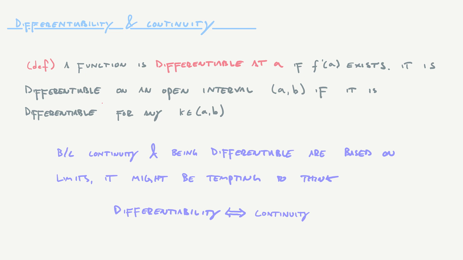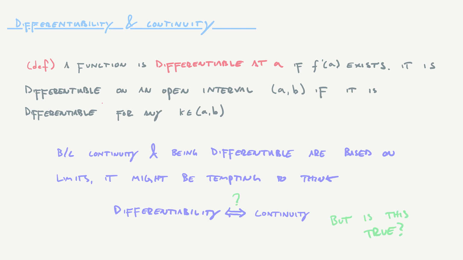Now, because continuity and differentiability are both based on limits, it's very tempting to think that differentiability and continuity have this biconditional implication relationship, to say that differentiability implies continuity and continuity implies differentiability. What I mean by that is if you know a function is continuous on a specific interval, can we say its derivative also exists wherever it's continuous? It's very tempting to think that this is true, but let's examine it.